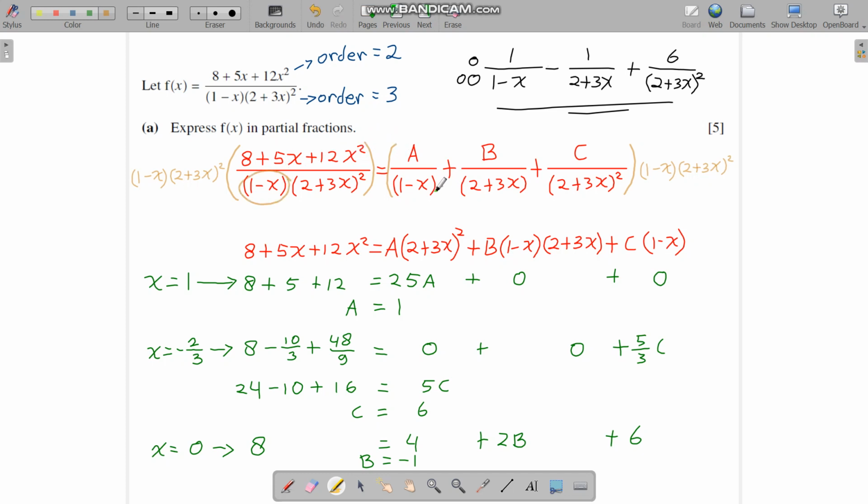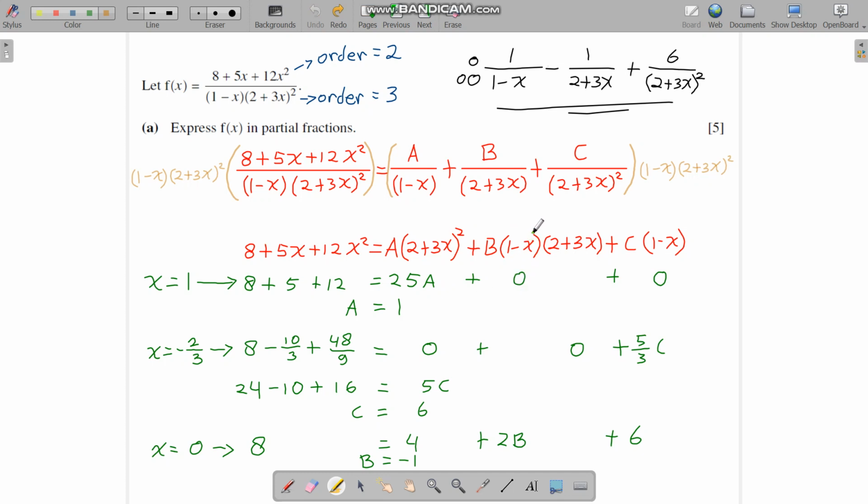For the first term, this is linear. For the second term, this is repeated linear. Repeated linear means we have to use this form, cancel out, and we get this. Multiply, cancel out, we get this. Multiply, cancel out the power, so we have this. And multiply, cancel out, we have this. And we plug in the zeros of this and this.